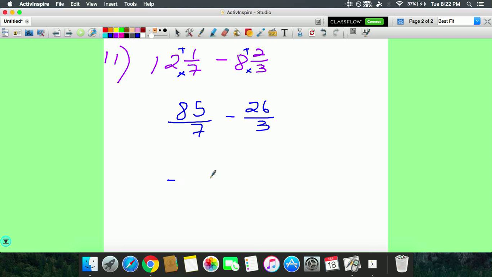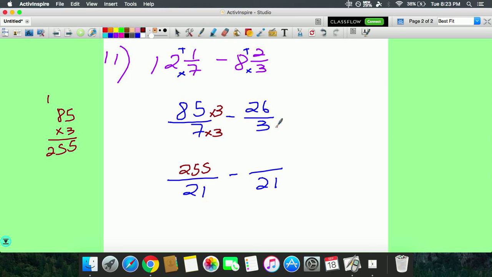Okay. Find the LCM. The LCM is 21. Right? So let's get our new equivalent fraction. So 7 to become a 21 is times 3. So this one is times 3. So 85 times 3. 3 times 5 is 15. Goes 1. 3 times 8 is 24, 25. So we get 255. Over here is 3 times 7, right? 3 times 7 is 21. So I'm going to do 26 times 7 on top. 26 times 7. 7 times 6 is 42. 7 times 2 is 14. 182. Over 21.